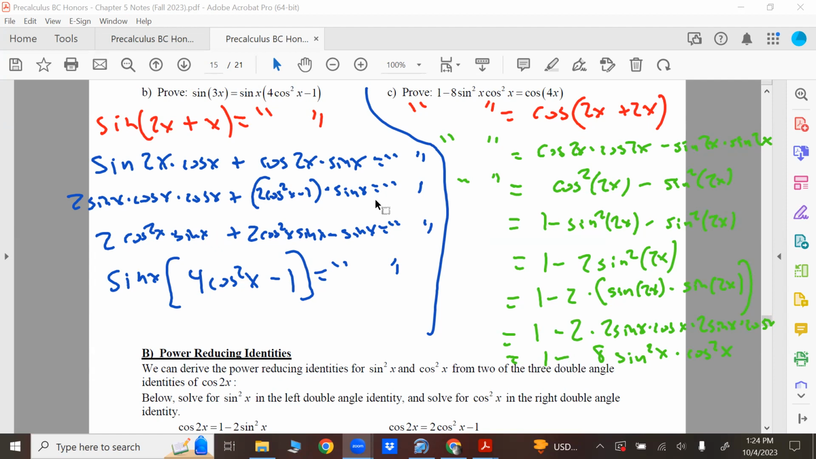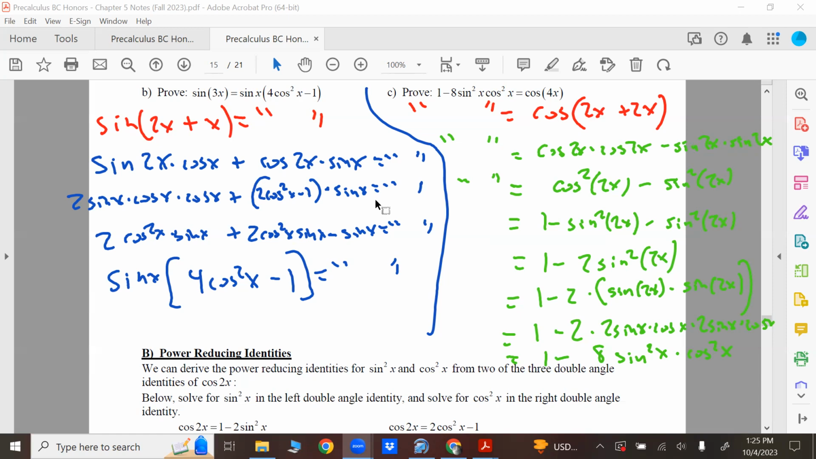Yeah, a lot simpler. For part B, it's pretty obvious: sine of 2x plus x, and sine 2x you look up. And cos 2x, you probably use the cosine squared one. Even though you have three variations of cos 2x, it probably is the 2 cos squared x minus 1 to match that. We distribute, combine like terms and factor, you're good.